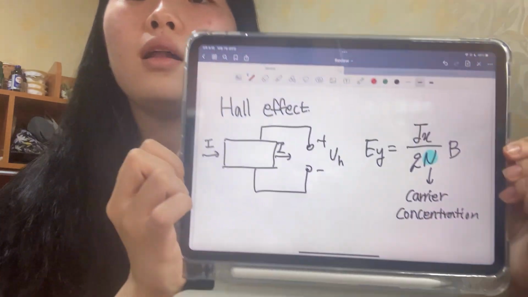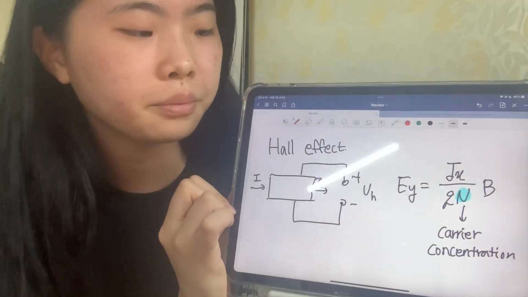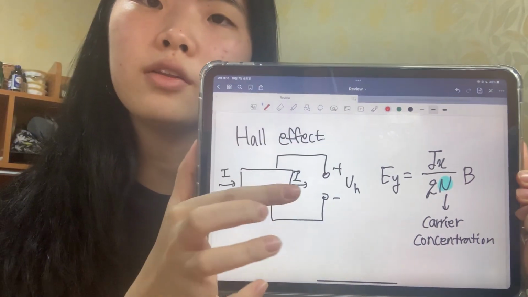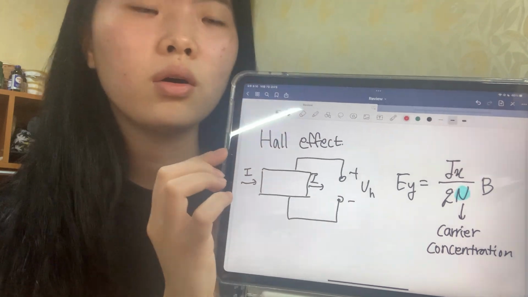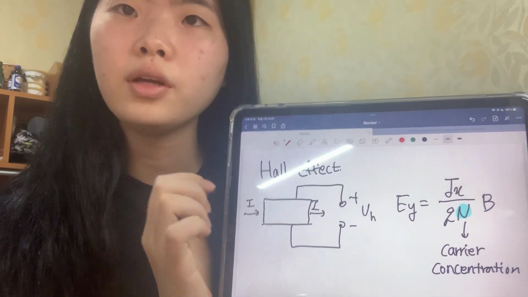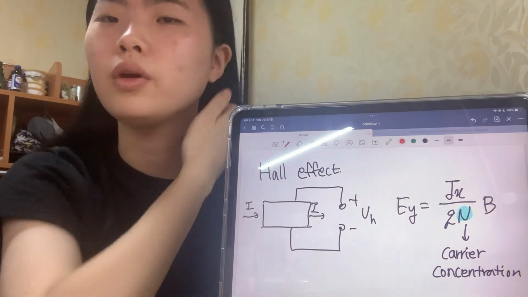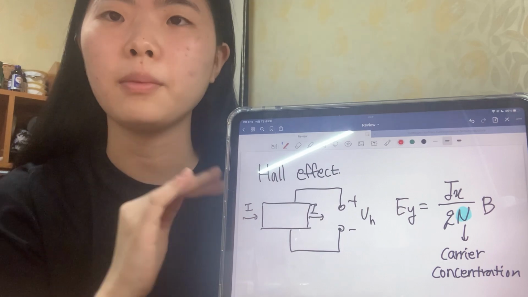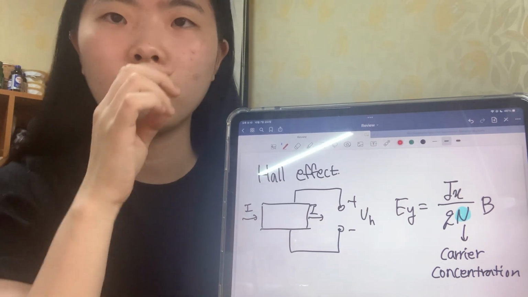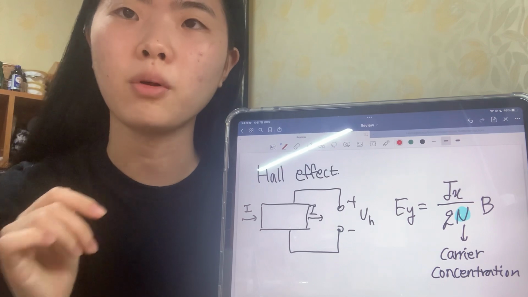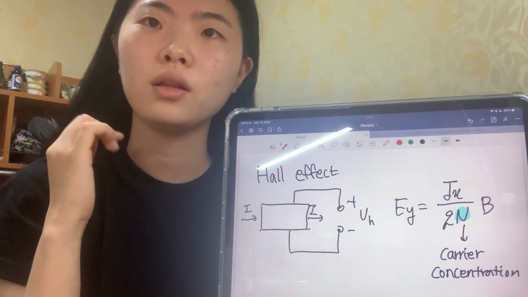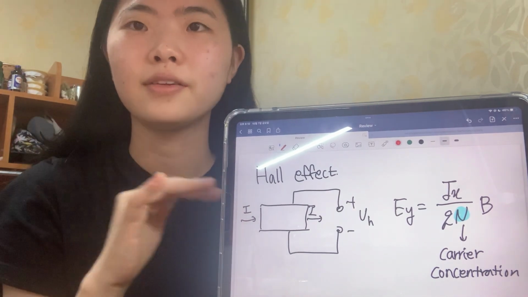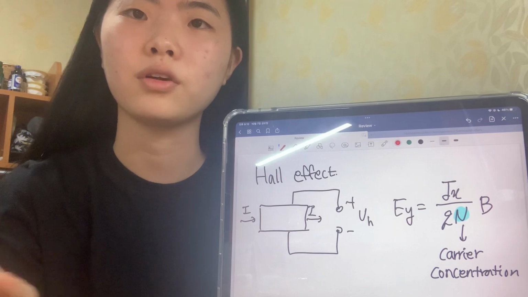Then last, let's talk about the Hall effect. Based on this circuit, we can calculate the voltage VH. By measuring the voltage VH, we can identify N-type and P-type semiconductors, because if we measure the polarity of the voltage, we can distinguish N-type and P-type semiconductors.